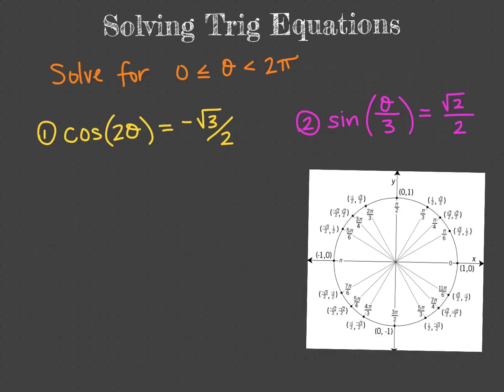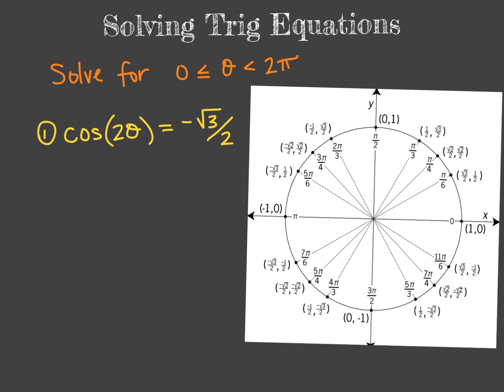Let's get started. For this example, we want to solve for theta in between 0, including 0, and 2 pi, not including 2 pi. So again, only values that are on our unit circle and not going past 2 pi. We see in number 1 that we have the cosine of 2 theta equals negative root 3 over 2. In our warm-up, we saw that the answer to the cosine of x equals negative root 3 over 2 on our unit circle was at 5 pi over 6 and 7 pi over 6. And so we know that what 2 theta equals is 5 pi over 6 and 7 pi over 6, because if we plug that in for 2 theta, we would have a true statement here.